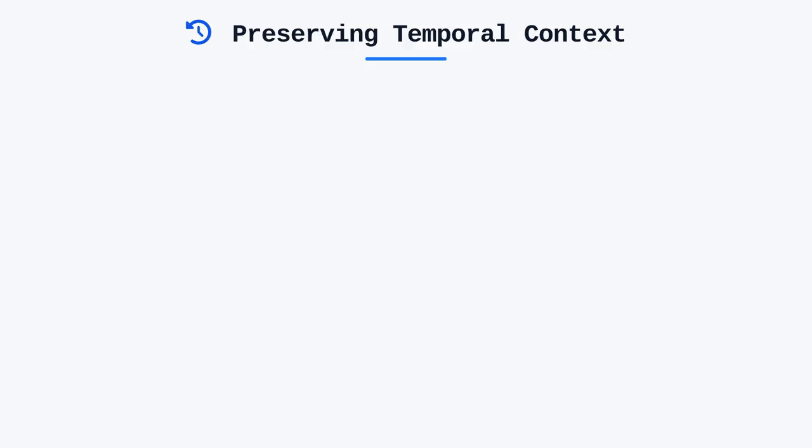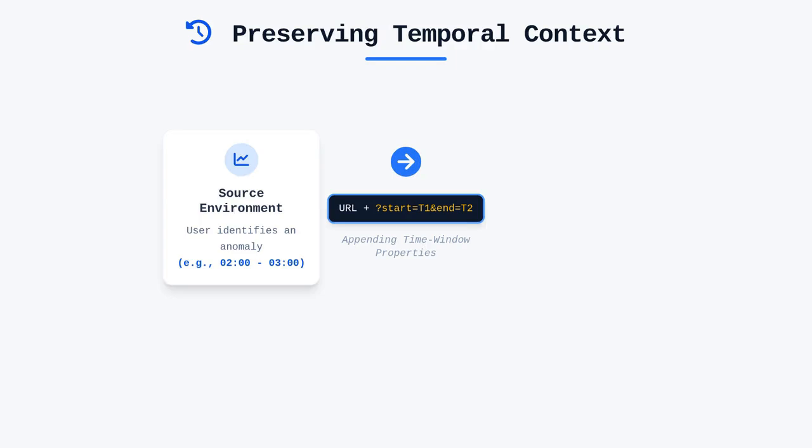Preserving temporal context is equally critical during these navigations. When a user clicks a cell, they expect the target environment to reflect the same time frame they were just analyzing. By appending time window properties to our target URL strings, we ensure that the investigation continues exactly where it left off. You configure this by utilizing built-in URL parameters that signify the start and end of the current chart duration. If a developer notices an anomaly and a spike between 2 and 3 o'clock, the link transition must carry those timestamps over to the target dashboard.